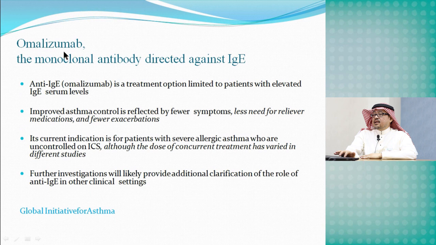Omalizumab is a monoclonal antibody directed against IgE. Anti-IgE is a treatment option limited to patients with elevated IgE serum levels. Improved asthma control is reflected by fewer symptoms, less need for reliever medications, and fewer exacerbations. Its current indication is for patients with severe allergic asthma who are uncontrolled on inhaled corticosteroids, although the dose of the concurrent treatment has varied in different studies. Further investigations will likely provide additional clarification of the role of anti-IgE in other clinical settings.